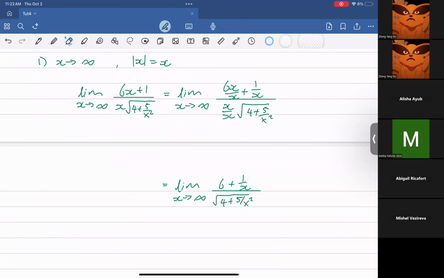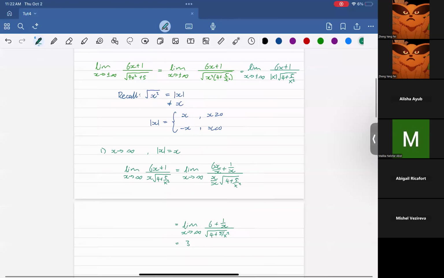And now when you plug in infinity, 1 over infinity is 0, and 5 over infinity squared is 0. So you'll end up with 6 over the square root of 4, which is 6 over 2, which is equal to 3. Okay, is that okay for everyone? Does anyone have questions?